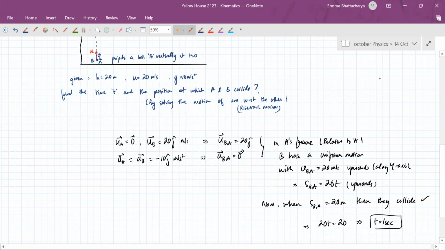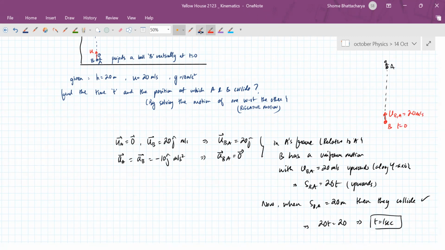See where B is starting from. You're in A's frame now. Imagine you're sitting on that particle A. So B is starting from a position below you, at 20 meters. This is where B is at t equal to 0. This is 20 meters below. And at whatever time the collision is happening, B is now reaching you, no?